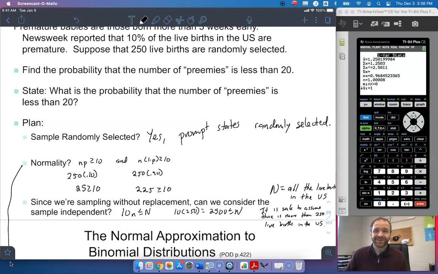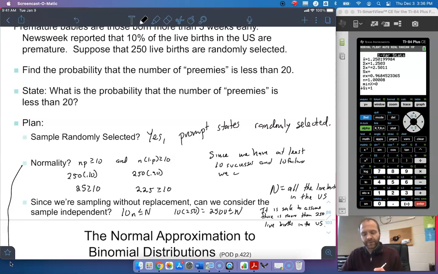Do I stop there? No. I make the statement: since we have at least 10 successes and 10 failures, we can approximate normality.